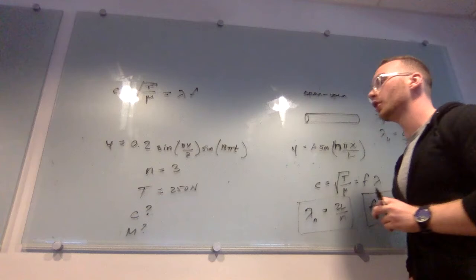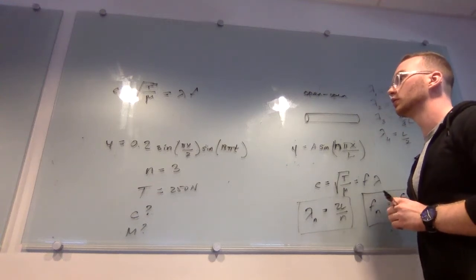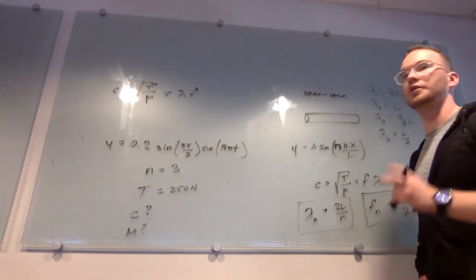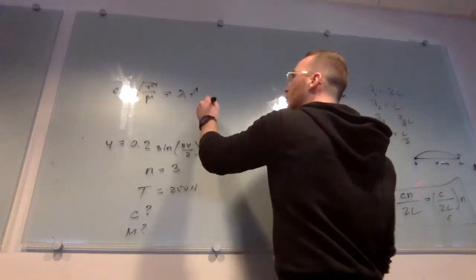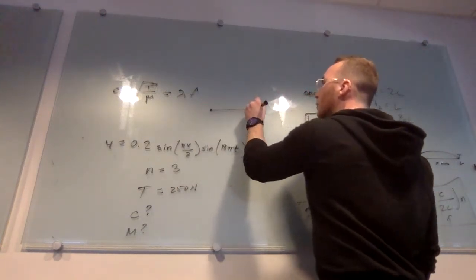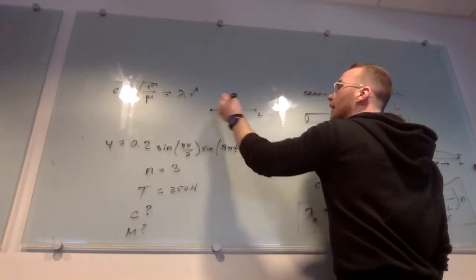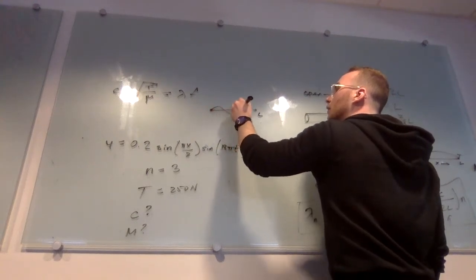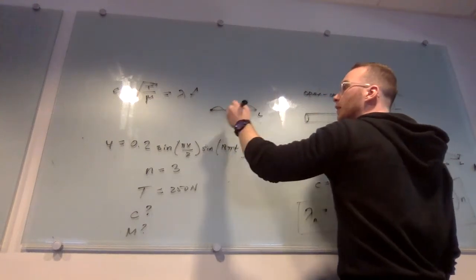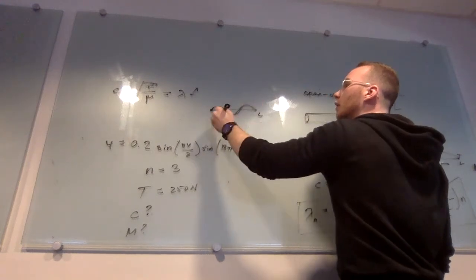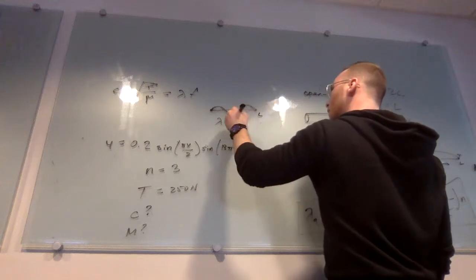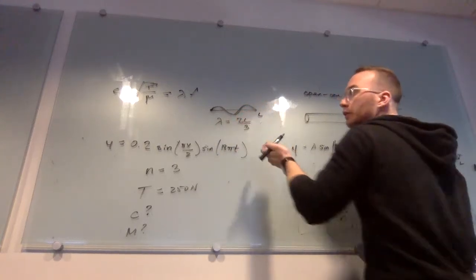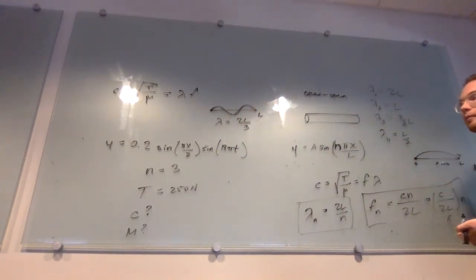So if this is the third harmonic, they don't tell us the length either, which, fair enough. We can draw it if we want. So it's the third harmonic. This is L. Looks like that. You know that lambda is 2L over 3 if we had L, which we don't.